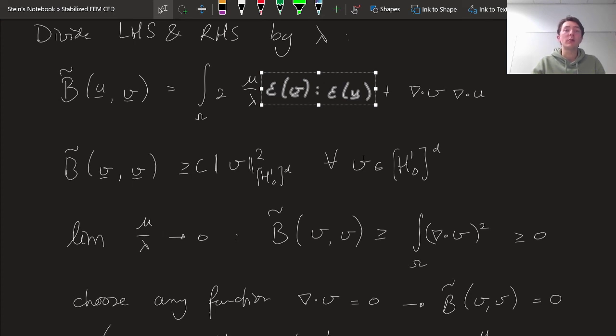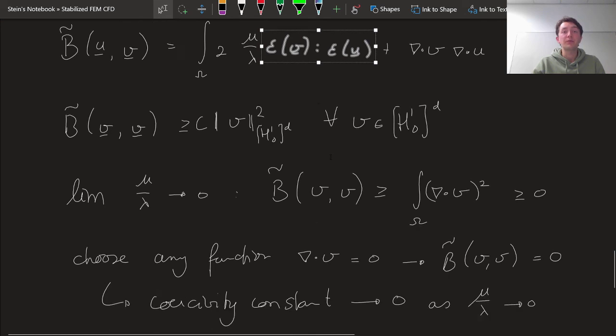You have similar inequalities as Poincaré's inequality, the one that we ended up using for the advection diffusion equation. For these vector fields, they're called Korn's inequalities. They're a little bit more tricky. But in the limit of mu divided by lambda going to 0, this whole term drops out. So the thing that gives us the coercivity of our linear elasticity equations actually starts to vanish.